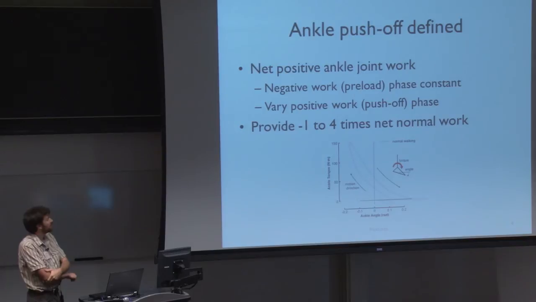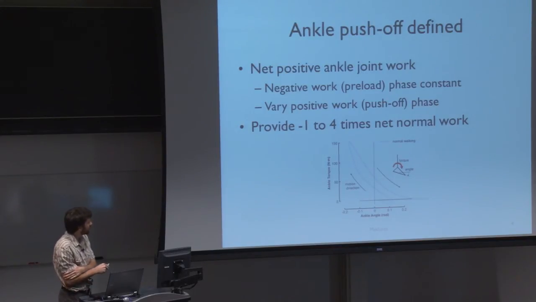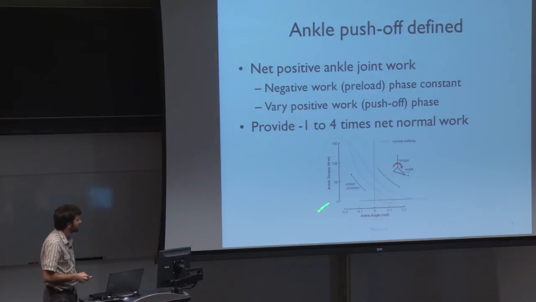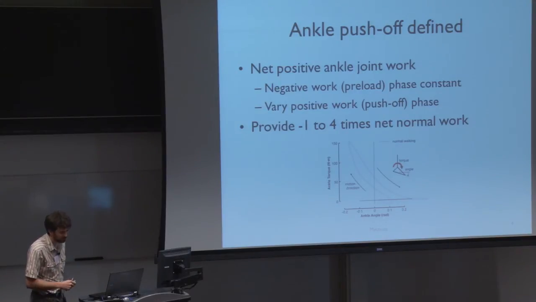Okay, so what do I mean by ankle push-off? If you look at the healthy ankle's torque versus angle, you see this clockwise loop here. The area inside this loop in healthy subjects at 1.25 meters per second is positive. It's about 0.12 joules per kilogram. That's what we call push-off.